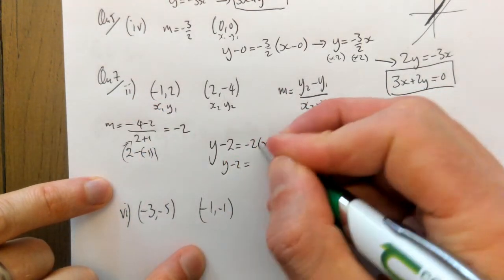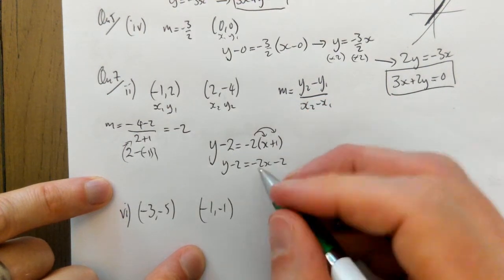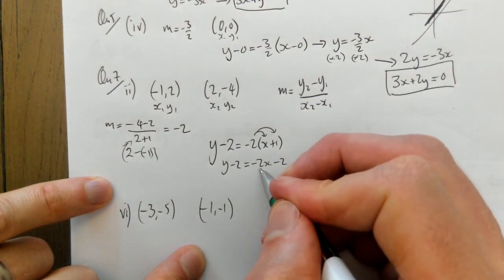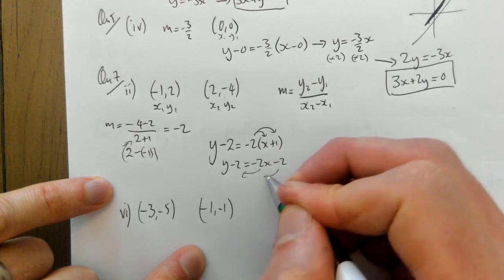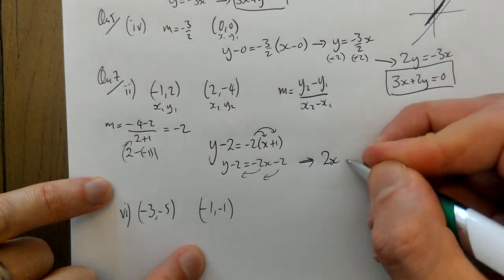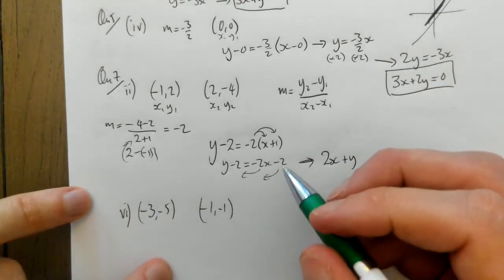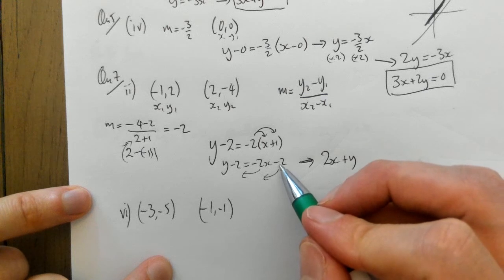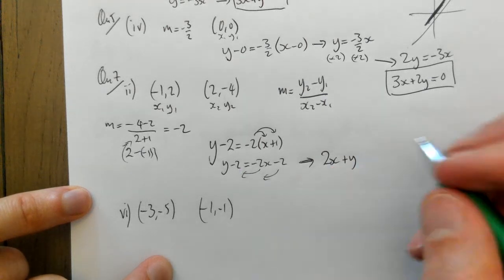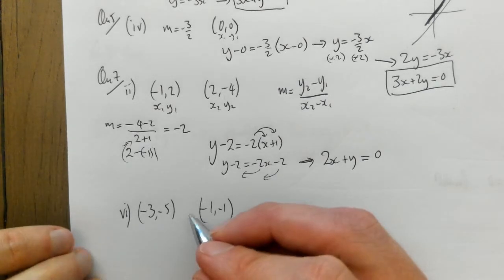y minus 2 is minus 2x minus 2. The x is negative here, so I'm going to add it this way. Add 2x to both sides, add 2. You end up with 2x plus y minus 2, and if you add 2 to this side, minus 2 plus 2 is 0, so that's just equal to 0 again. Same thing for this one.